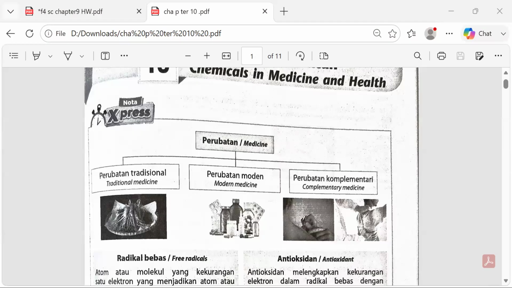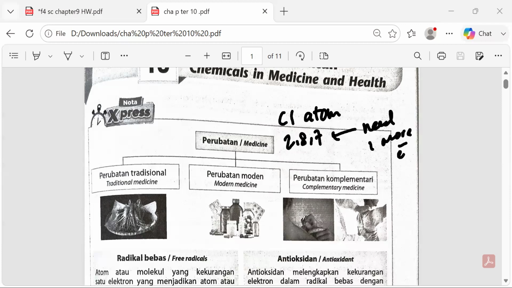Free radicals are atoms or molecules that lack one electron, which makes them very unstable and reactive. An example is the chlorine atom, which is 2, 8, 7. They just need one more electron, so they become very, very reactive. They will go and attack every single cell in your body where there are a lot of free radicals.